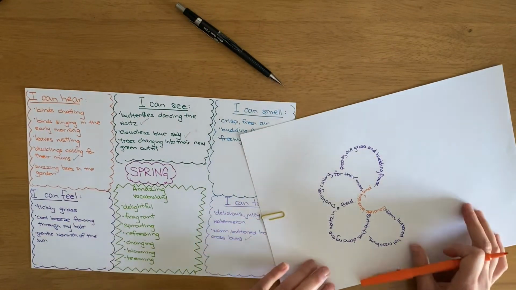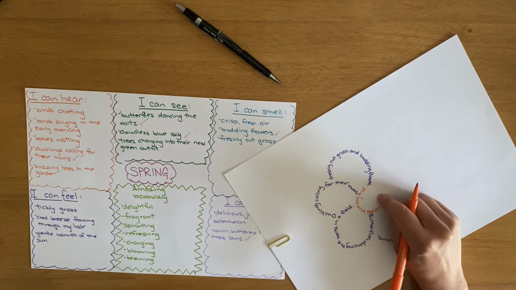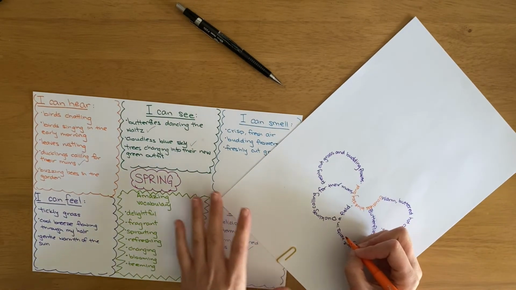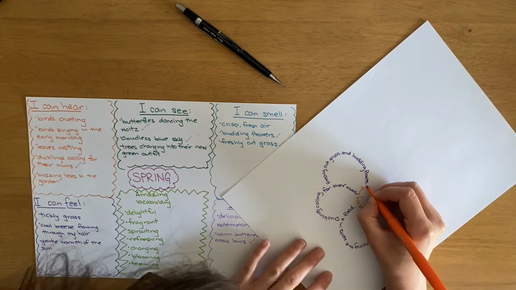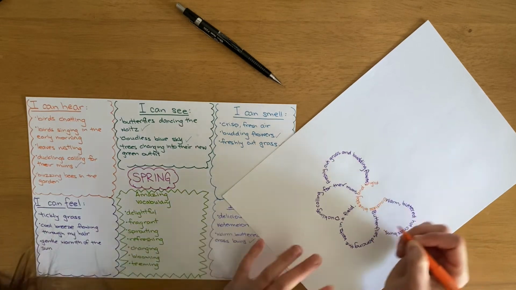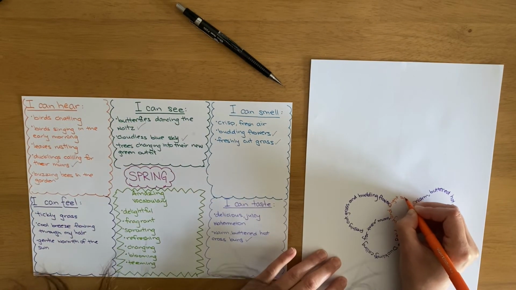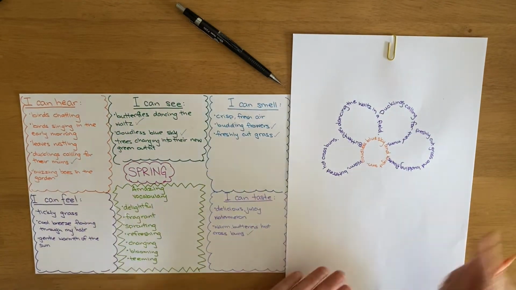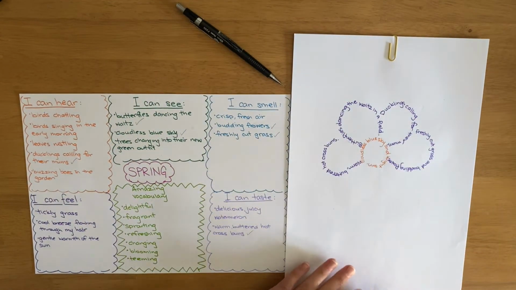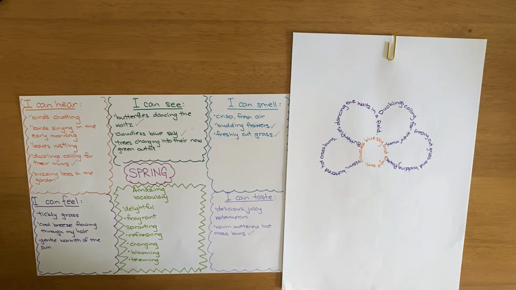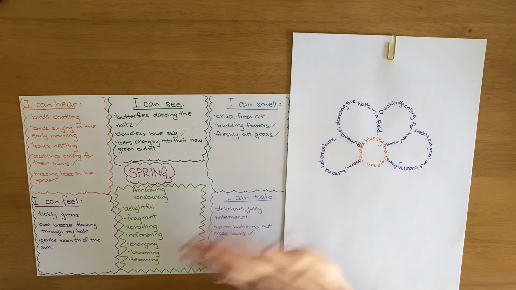And what else can we see in the springtime? Something really short. Cloudless blue sky and bright sun. Perfect, fits perfectly. Okay, so you kind of get the idea now of what it's going to look like. All right, guys, I am really excited to see your spring shape poems. Bye.